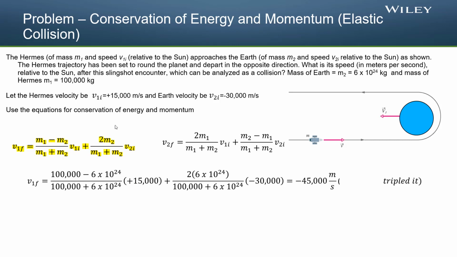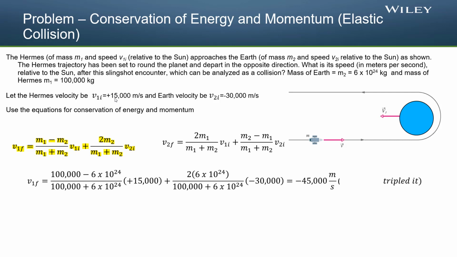I'm going to add to that this part, so 2 times the mass of Earth here, divided by the sum of the masses, times velocity of Earth. And I've got it going in the negative direction, so minus 30,000. So work this out. It's going to come out to be a minus number. Work this out and add them together, and you get minus 45,000 meters per second.